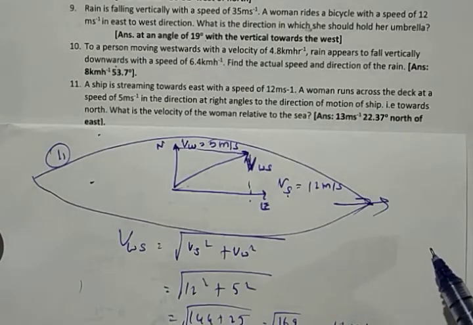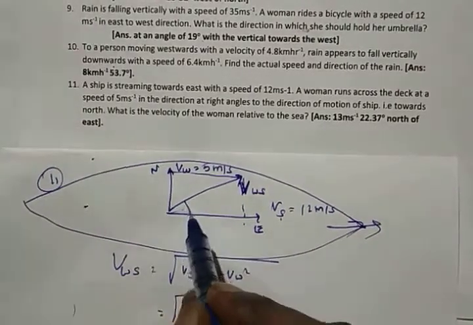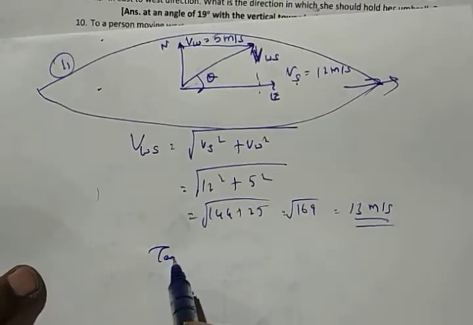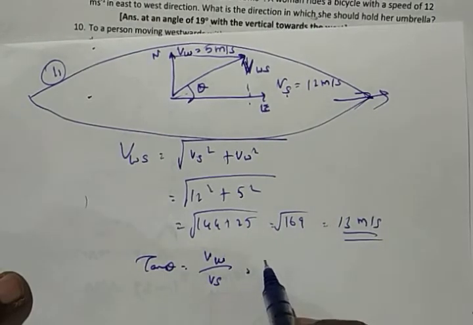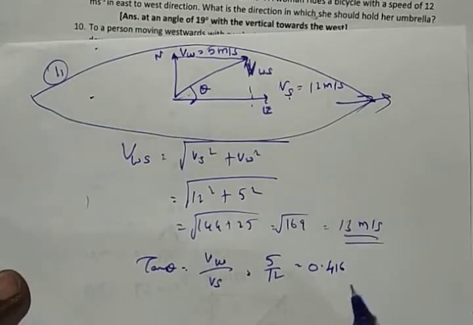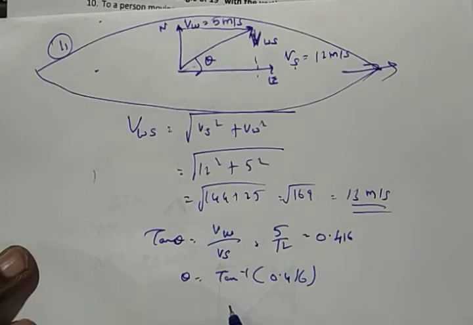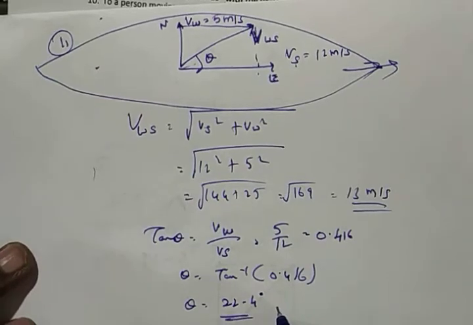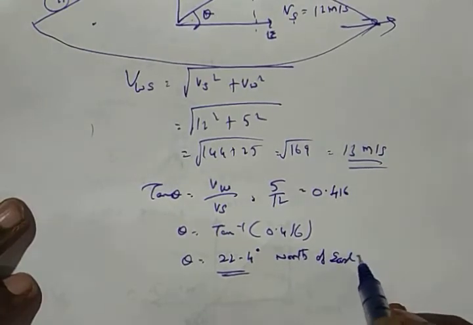And what direction will it be? So you need to find the theta here. Theta you can easily calculate. So tan theta is going to be equal to the velocity of the woman upon the velocity of the ship. It is going to be equal to 5 by 12. So 5 by 12 is going to be equal to 0.416. So theta is going to be equal to tan inverse of 0.416. That will be theta equal to 22.4 degrees. This will be north of east, the direction here.